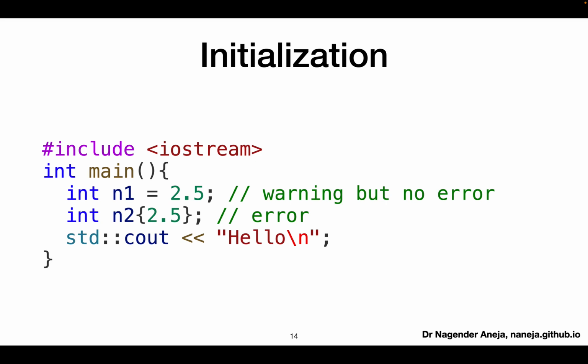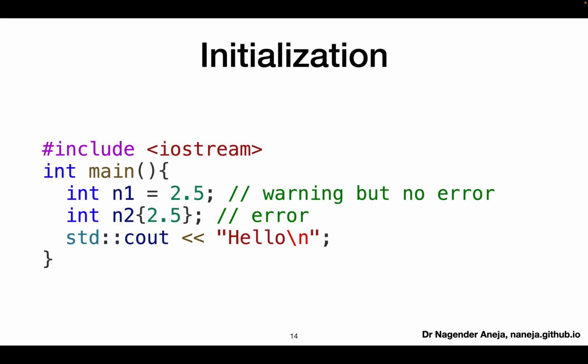Next thing that we want to see is initialization. So we have declared the variable, for example, and we want to initialize those variables. Let's say that n1 is a variable, and we are saying it is equal to 2.5. So 2.5 is the initial value of n1. It has been declared an integer, so we are giving this value as 2.5. And this is another way of assigning the value at the time of initialization. So we say n2 is also an integer, and its value is also 2.5 in the braces.